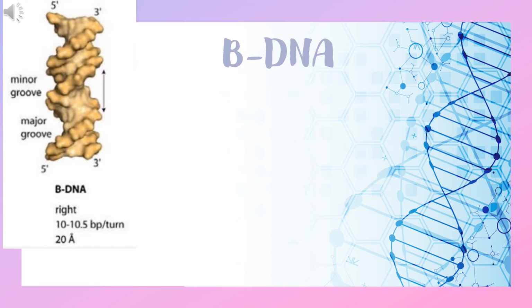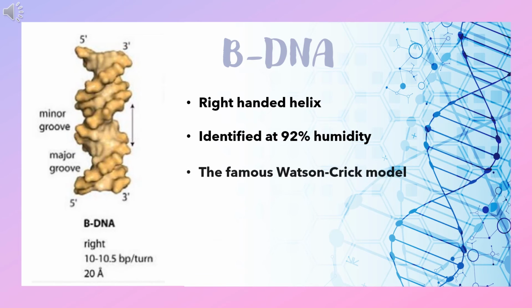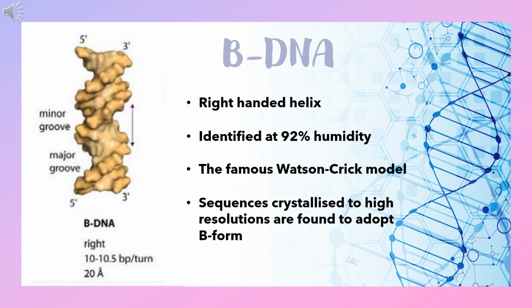B-DNA. Like A-form, it is a right-handed helix which was first identified in its fiber state at 92% relative humidity. It is famous as the Watson-Crick form, which you are very familiar with. Several sequences crystallized to high resolution have been found to adopt B conformation.